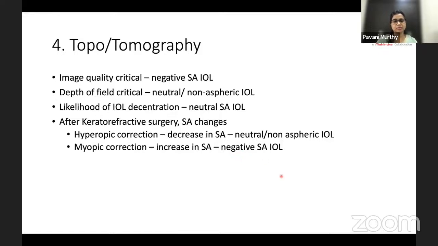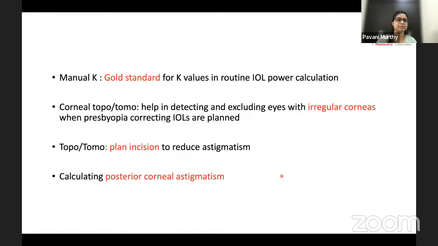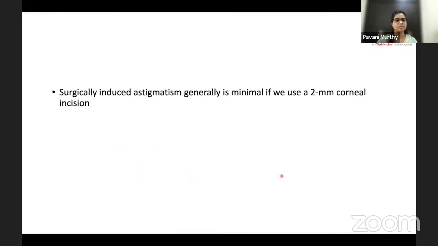I am not going to go much into details because higher order aberrations, pentagram, Q values, RMS is in itself a very large topic. So manual K is the gold standard. Corneal topography can be used for screening of irregular corneas. These can be used for planning the size of your incision to reduce astigmatism and also for calculating posterior corneal astigmatism. Surgically induced astigmatism for a 2 mm corneal incision, like in MICS nowadays being done, is practically minimal.